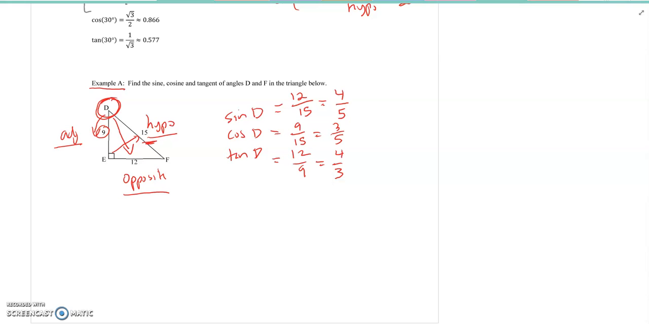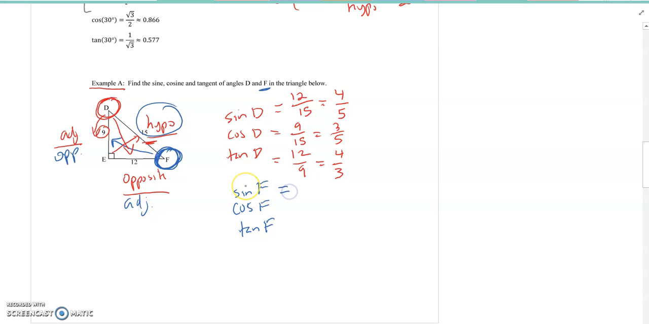The next question asks us to do the same thing with F. So we want the sine of F, the cosine of F, and the tangent of F. However, we have a new angle. So since we have a new angle, we have a new opposite. So this is now our opposite. Our hypotenuse doesn't change, but our adjacent is now what used to be our opposite, because it's all related to the angle. So the sine of F is going to be 9 over 15, which reduces to 3 over 5.